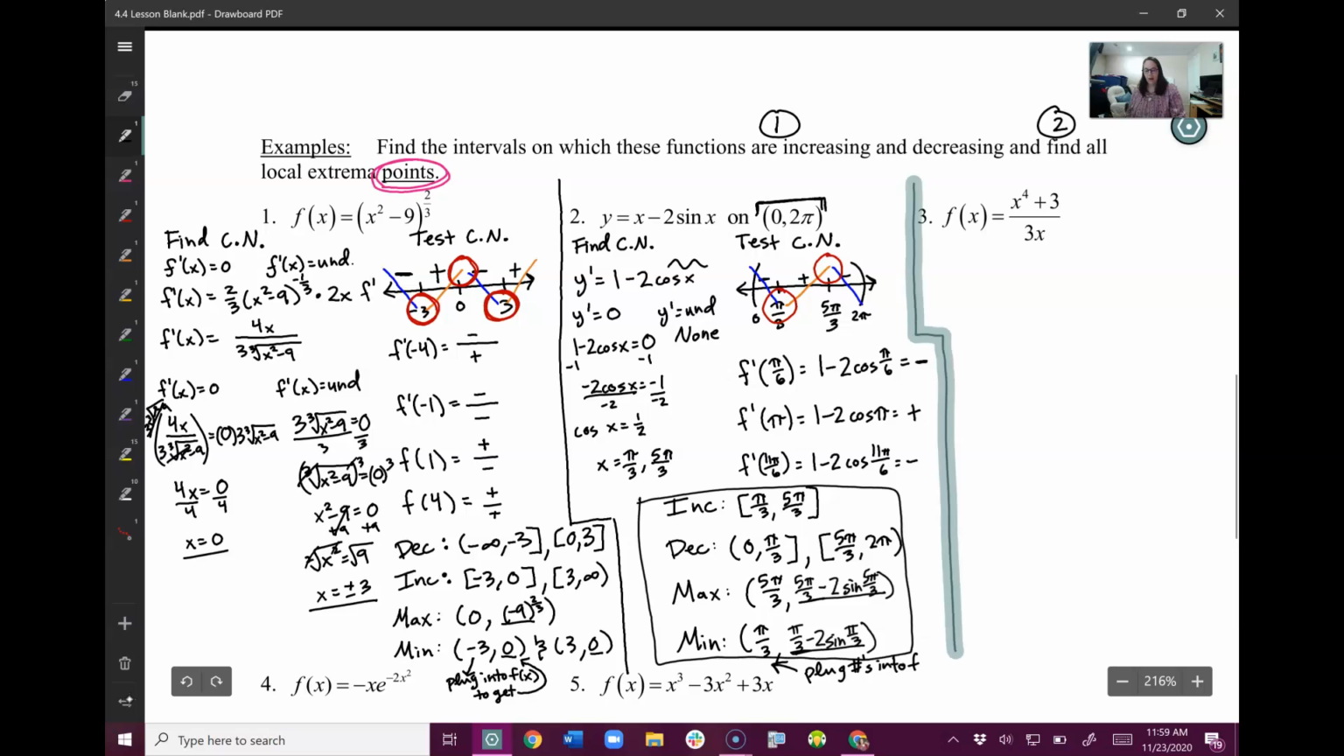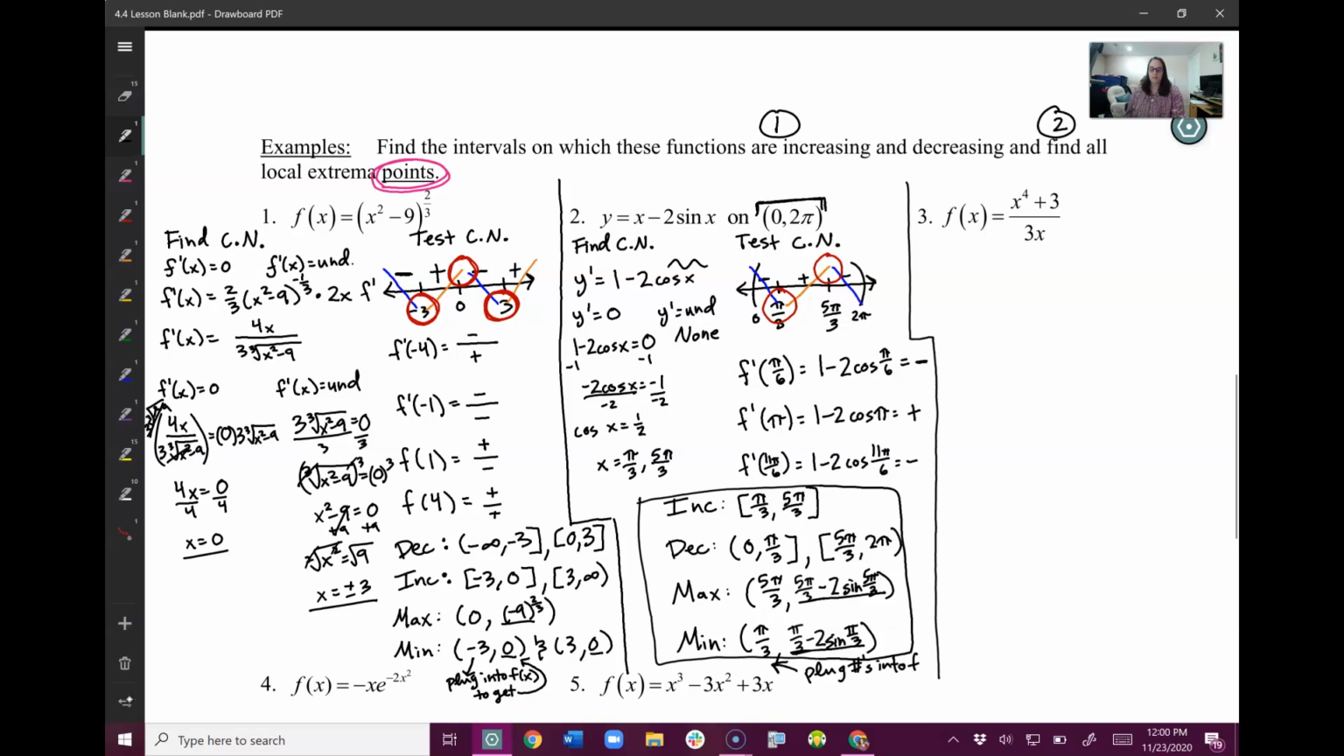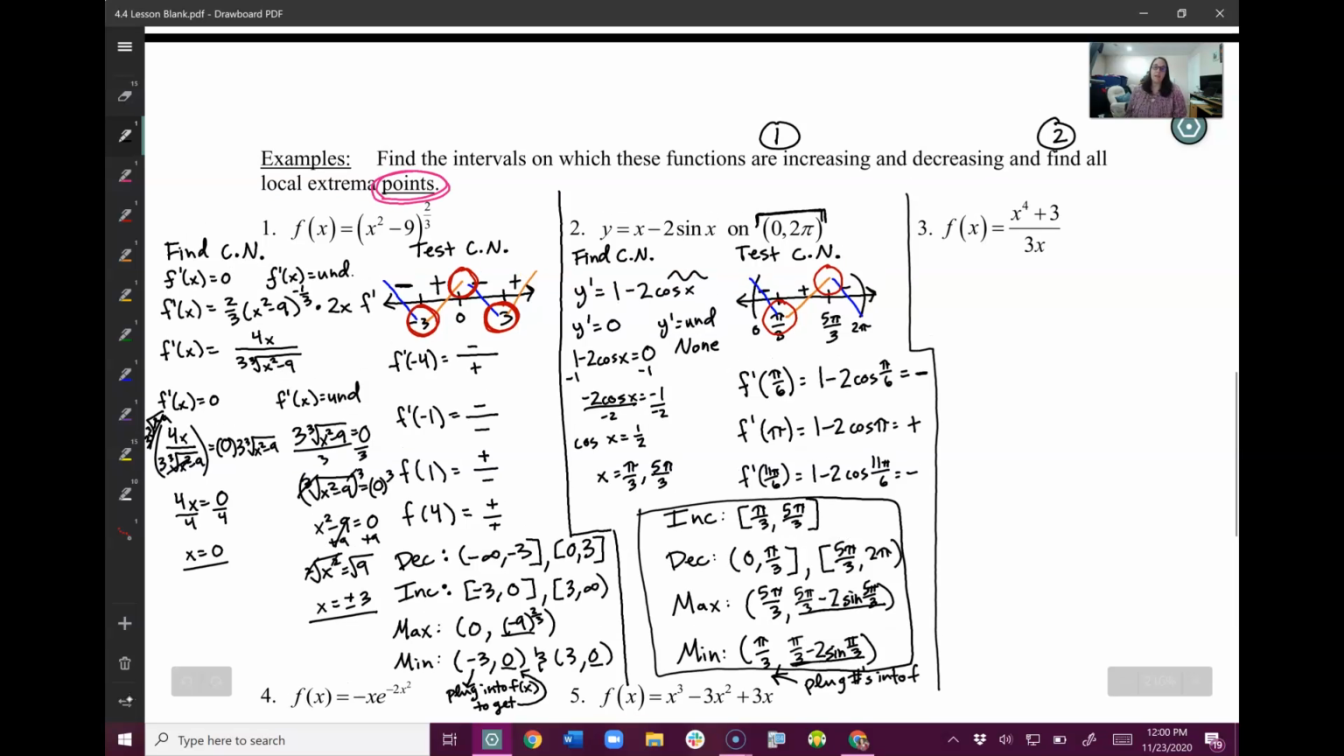Okay, with that, I would like you to start trying number 3 on your own. So find your critical numbers, find the derivative, set it equal to 0, find where it's undefined, test your critical numbers, and see if you can find the increasing and decreasing all by yourself. And then you can come back and check to see if you got it right.